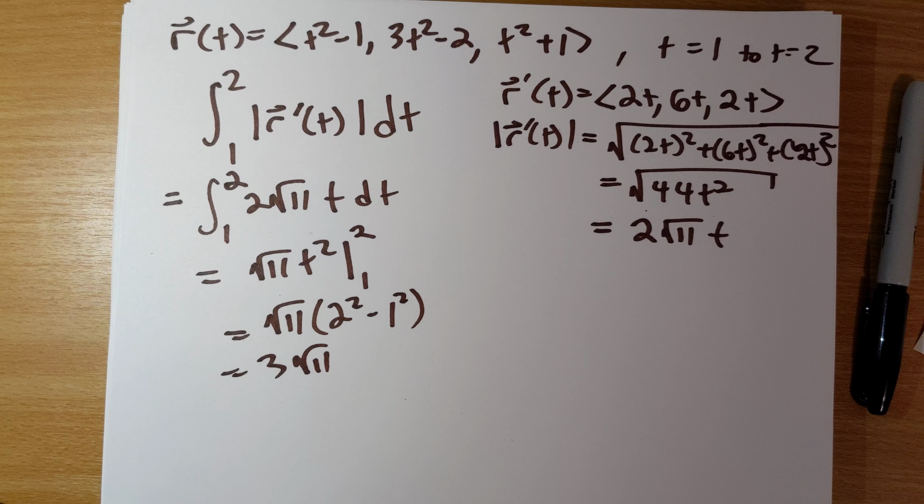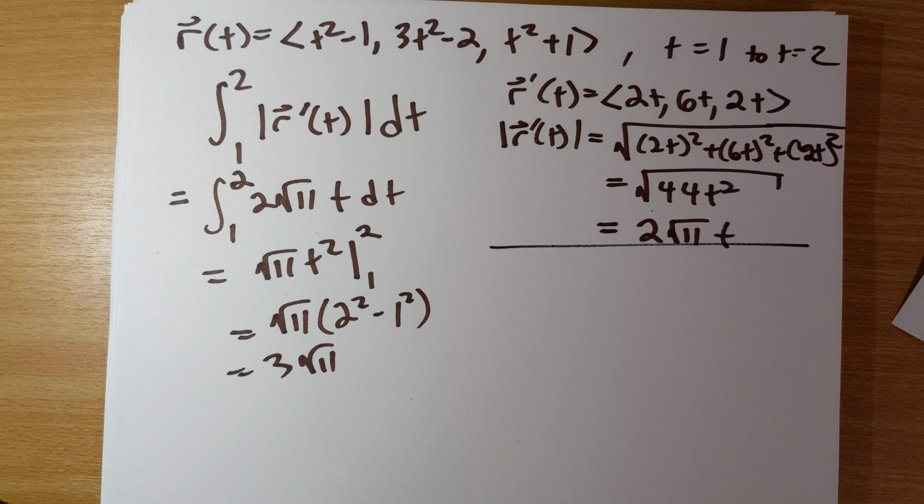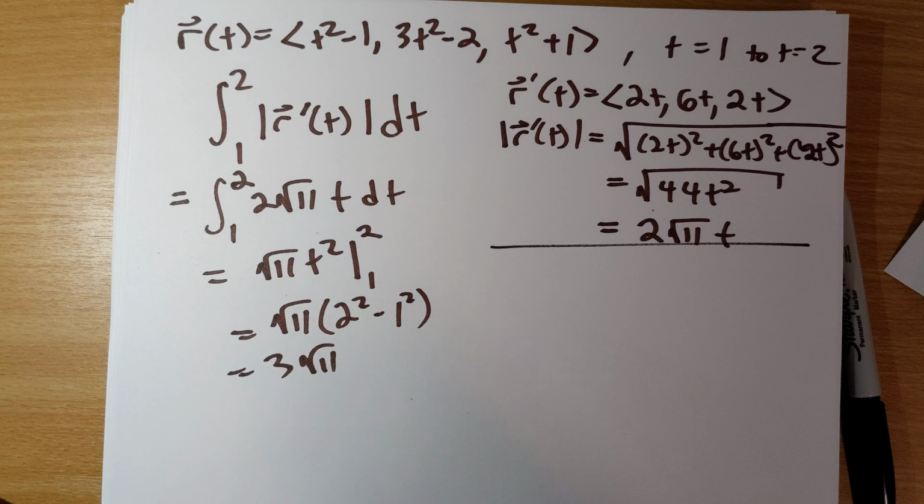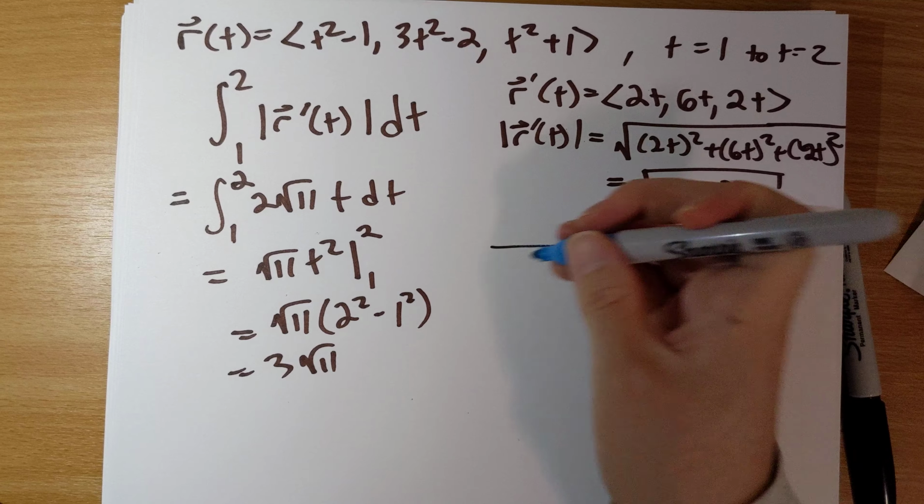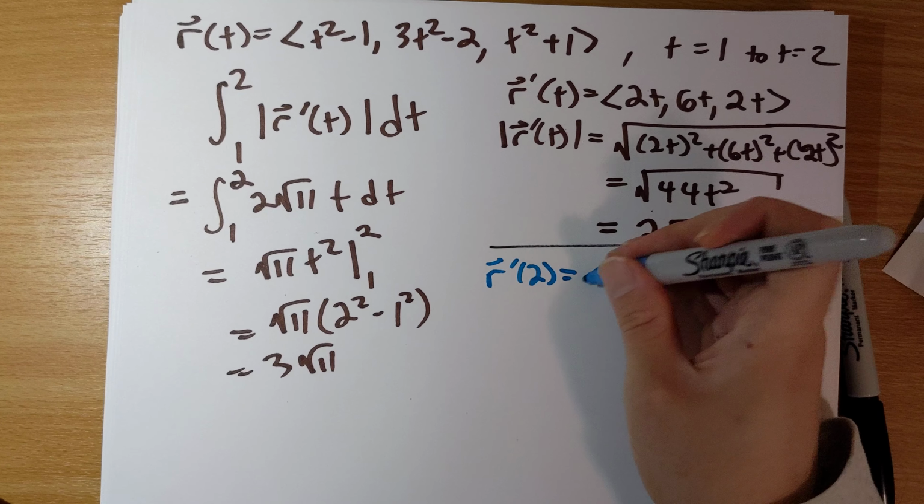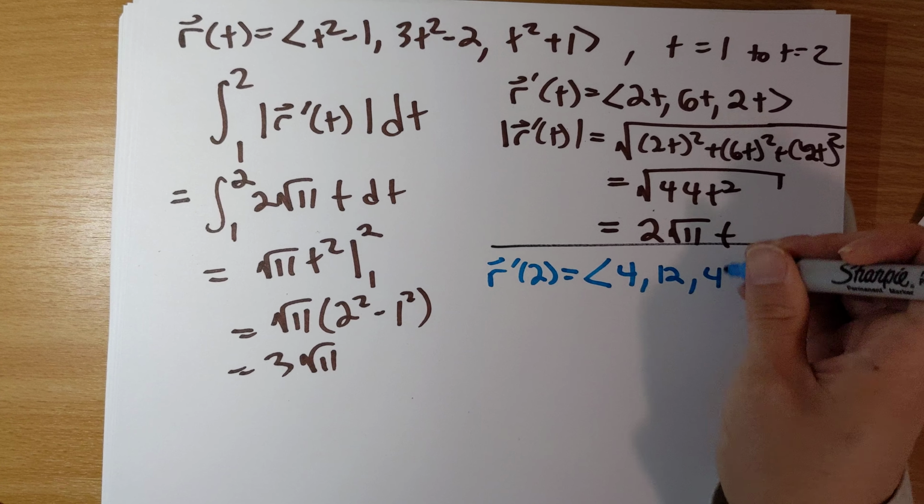I also asked you to find a unit vector tangent to the curve when t is equal to 2. So what would that look like? A vector that's tangent to the curve at t equals 2 is just r prime of 2. R prime of 2, up here, we see 4 and 12 and 4.